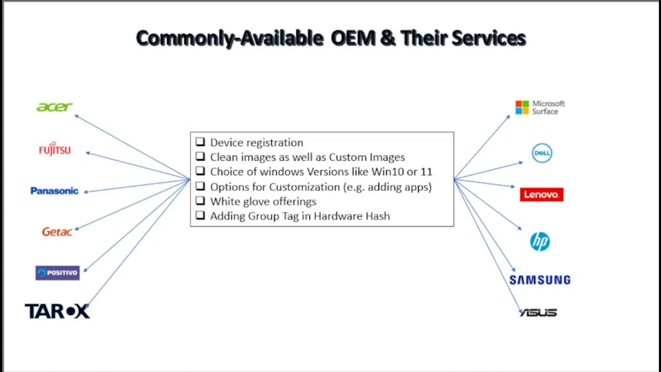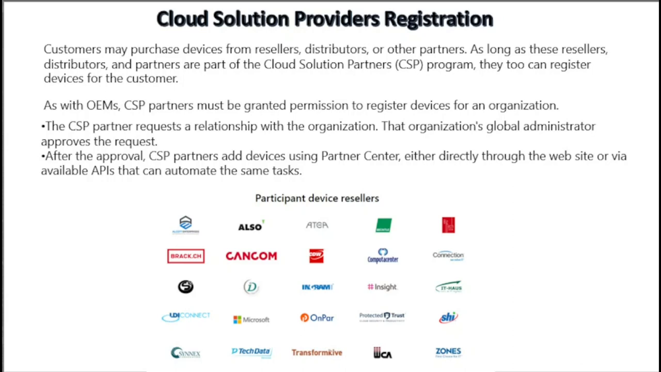They also provide other customization options. For example, if you want to add 10 or 20 applications within the base image, they provide that kind of support as well. They also offer White Glove. In addition to that, they also add the group tag in the hardware hash, which is helpful for creating device groups. Let's discuss registration via cloud service providers.